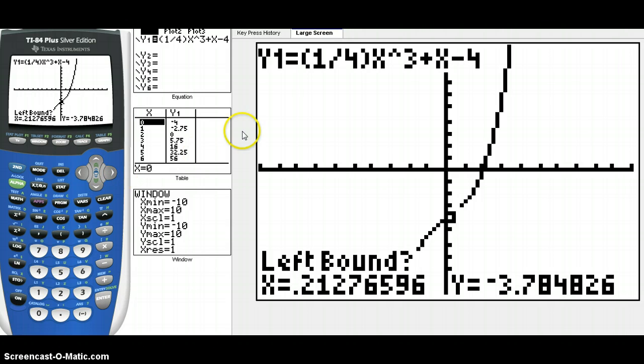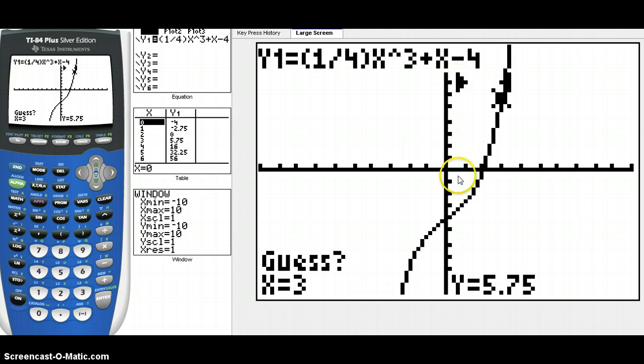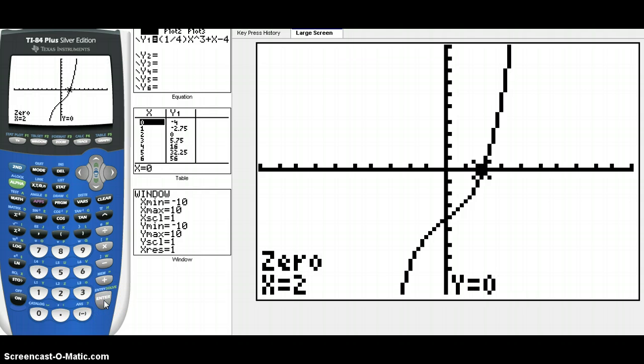and I need left and right bounds. I'm just going to manually type in 1 for my left bound, 3 for my right bound, so that it blocks off where it crosses the x-axis. And when I hit enter, it tells me that the 0 is x equals 2. So there are a couple of ways you can find out what the x value is that you're looking for.